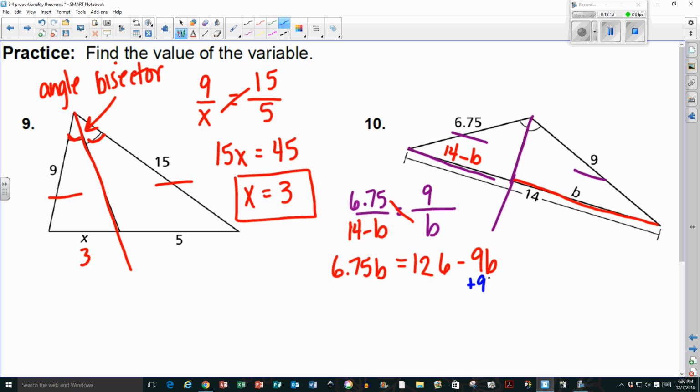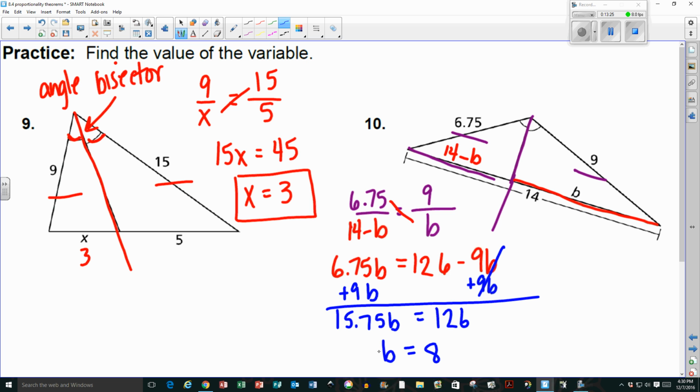So if I add 9b to both sides, I get 15.75b equals 126, and then divide by 15.75, so b is 8. So that means this piece is 8. So if this piece is 8, 14 minus 8 is 6.